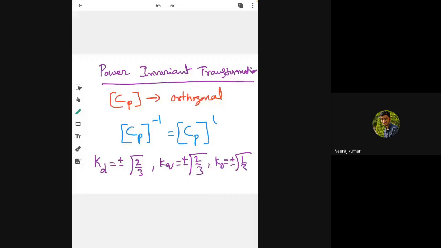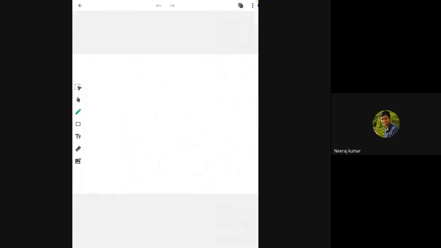These are the choice of constants for power invariance. We will take only positive values to prove it is a power invariant transformation. So let us have the CP value. For power invariant transformation, just with small modifications, we'll get the CP. CP can be arranged like that, 1 by root 3. The first row: root 2 cos theta, root 2 sin theta, and 1.